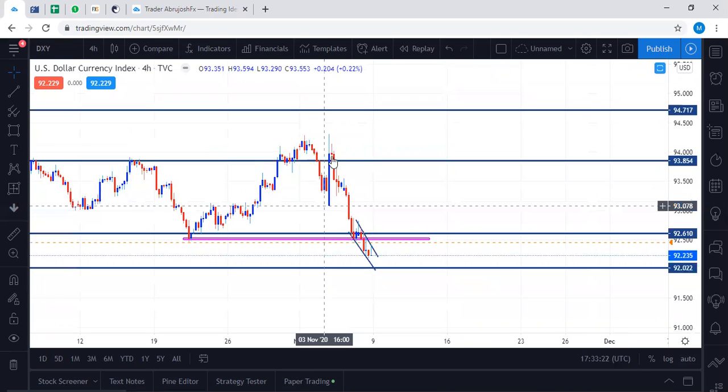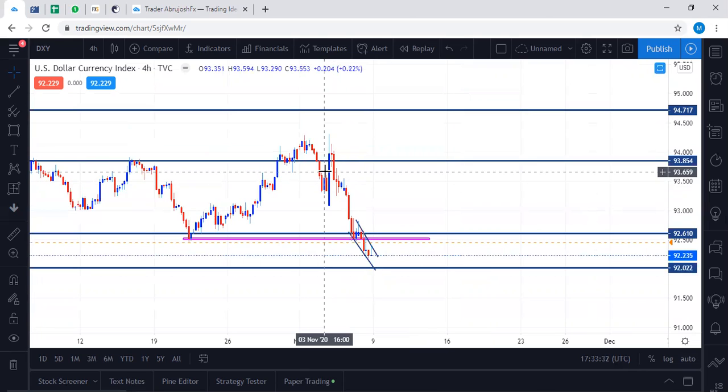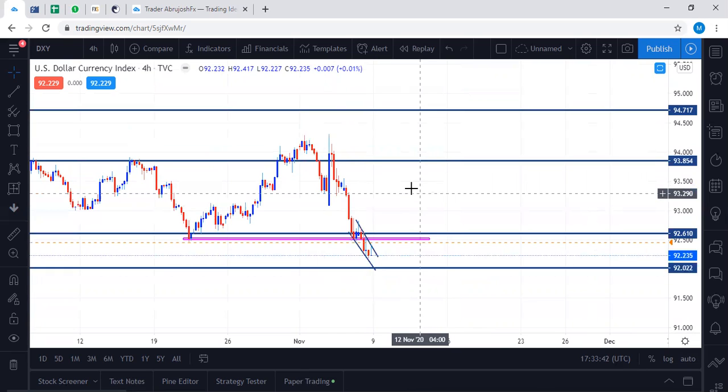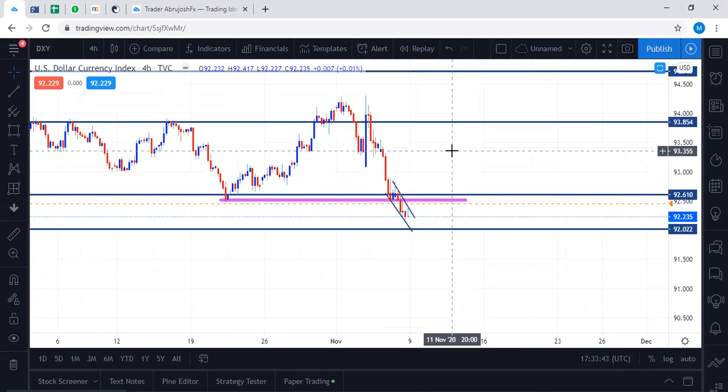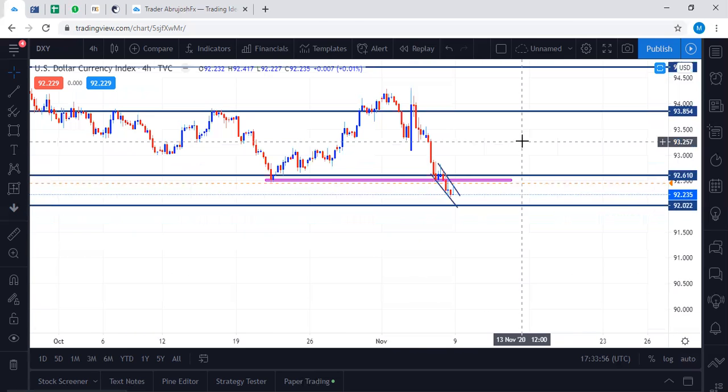So whenever this DXY is buying, you can take a sell on Euro USD when you see a good entry. And whenever this is selling, you can take a buy on Euro USD and some other pairs as well, including the gold, AUD USD, pound USD, and some of the indices like US 30, US 100, which is Nasdaq, and US 500, and some other USD pairs.